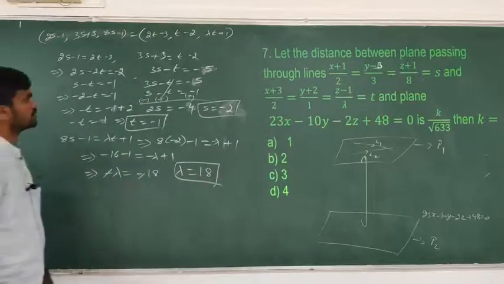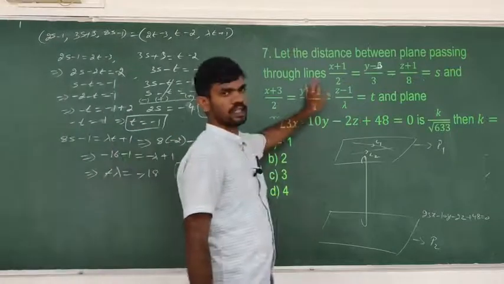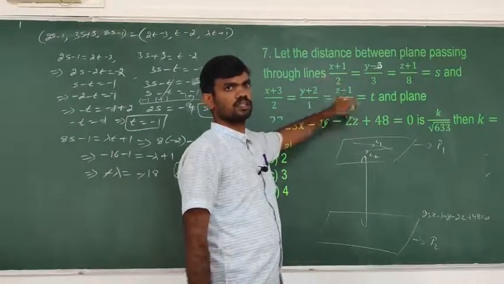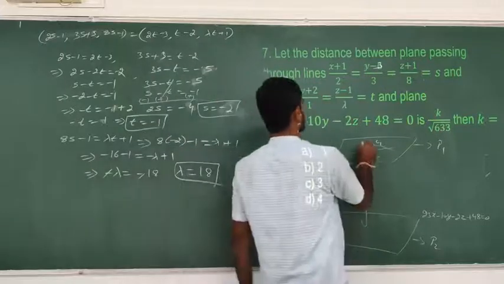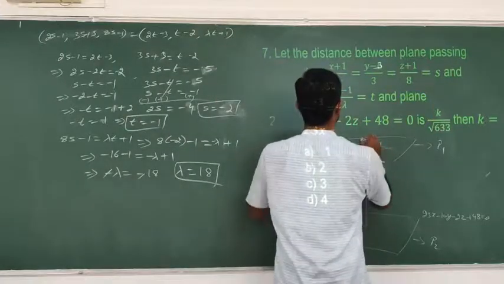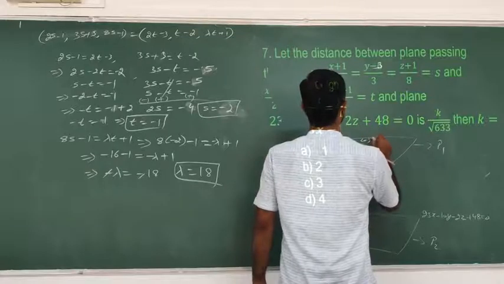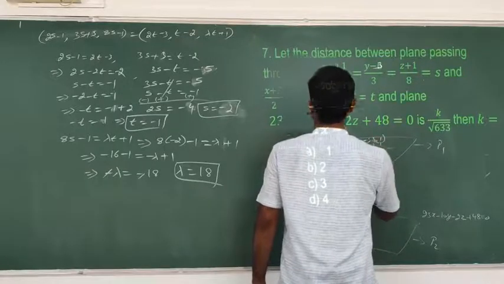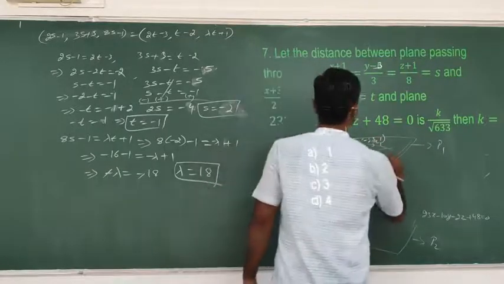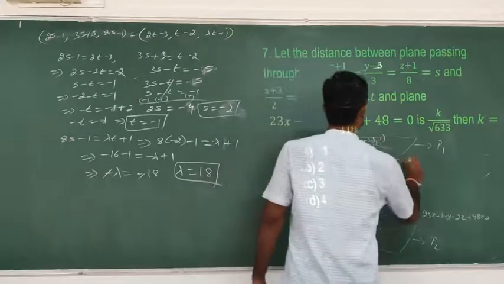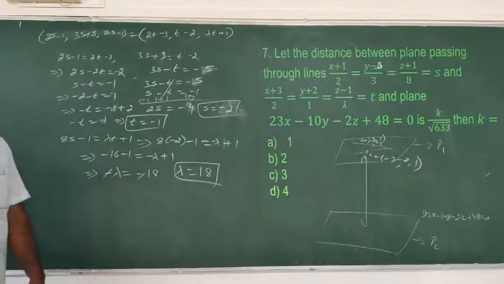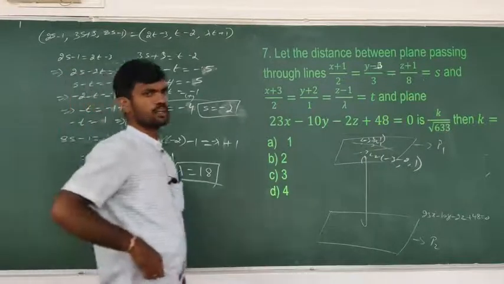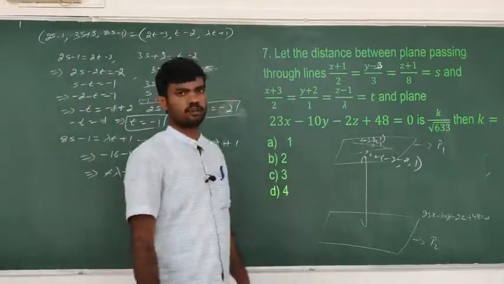So these two lines are skew lines. This line passes through the point minus 1, 3, 1, and this line passes through the point minus 3, minus 2, 1. So now, since those two lines are skew, we consider the perpendicular distance from a point on one line.